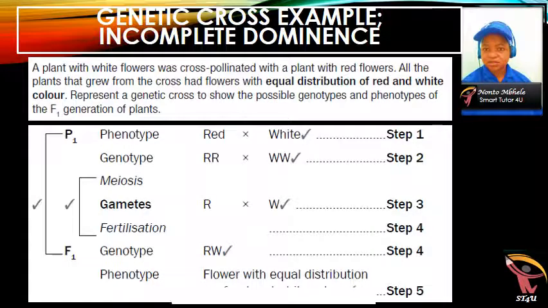So now let us look into the problem. A plant for incomplete dominant. A plant with white flowers was cross-pollinated with a plant with red flowers. So the white flowers were crossed with the red flowers. All the plants that grew from the cross had flowers with equal distribution of red and white. So this is the outcome. Okay, so the F1 represents a genetic cross to show the possible genotype and phenotype of the F1 generation.